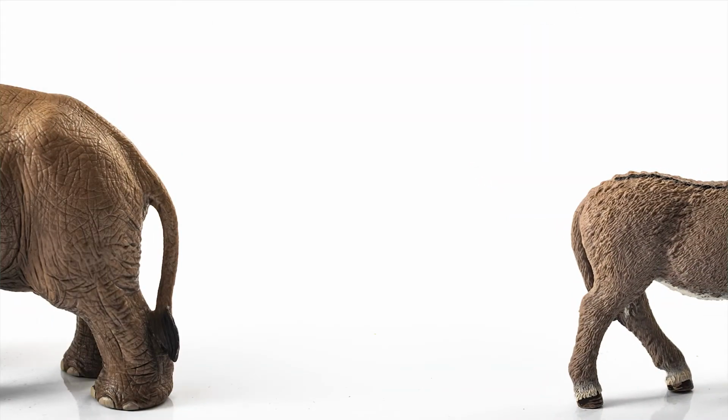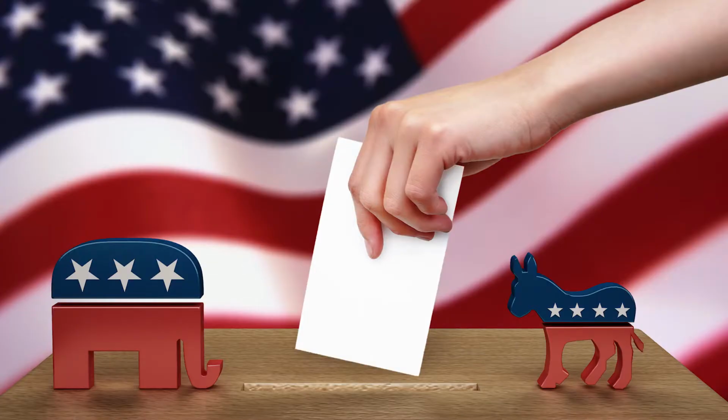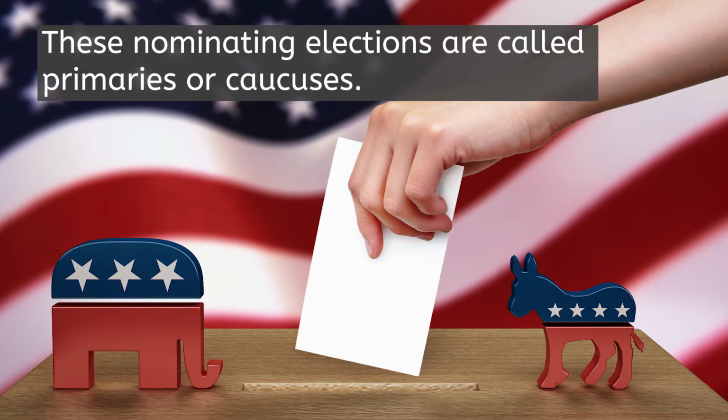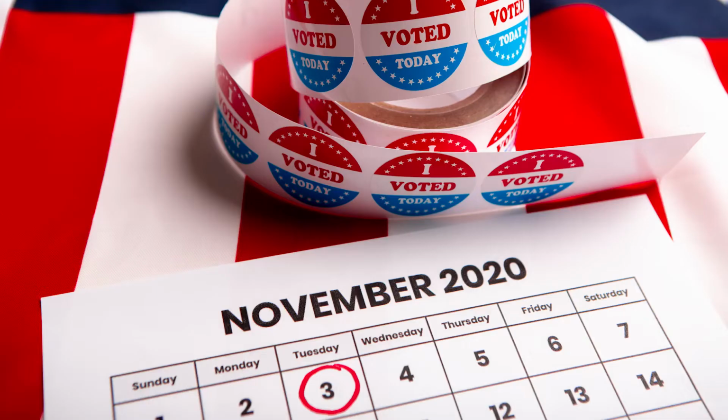Candidates typically participate first in elections run by their parties. If they win these elections, they become the nominee to run for the larger election. These nominating elections are called primaries or caucuses. Today, states typically determine when the elections take place and the registration process for the candidates.